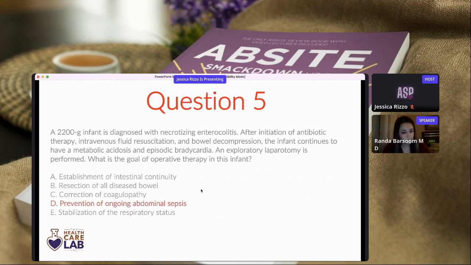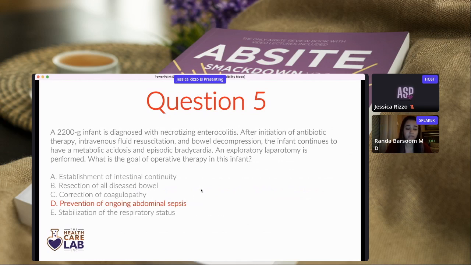Next. So they did a great job giving you a lot of details about this infant and about all the things that are going on with them and about the most likely scenario in a necrotizing enterocolitis patient. So at this point, the goal is damage control. You are trying to prevent ongoing sepsis by removing what you believe will continue the sepsis, removing the bowel that appears to be ischemic. You are not there to establish continuity.